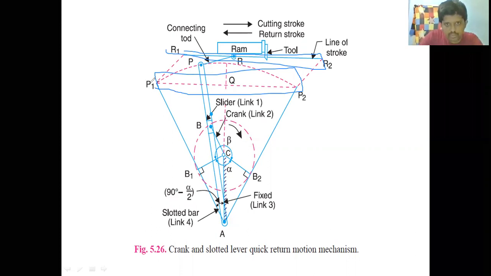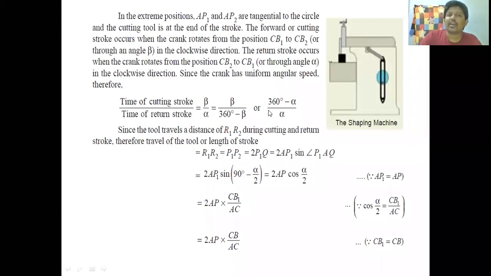Now this P1, P2 can be written as 2 times PQ or P1Q, right? Because Q is the halfway point of P1, P2. We can write it as 2 P1Q. That means P1, P2 is written as 2 P1Q. Now, if you take the triangle or the angle P1AQ, we'll see again what this angle P1AQ is.